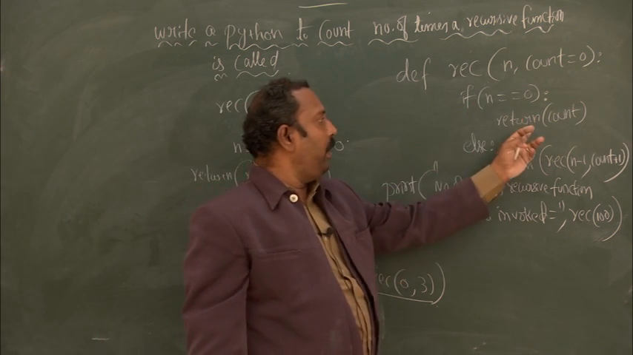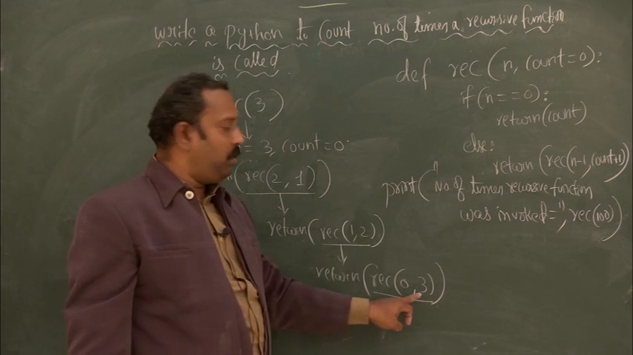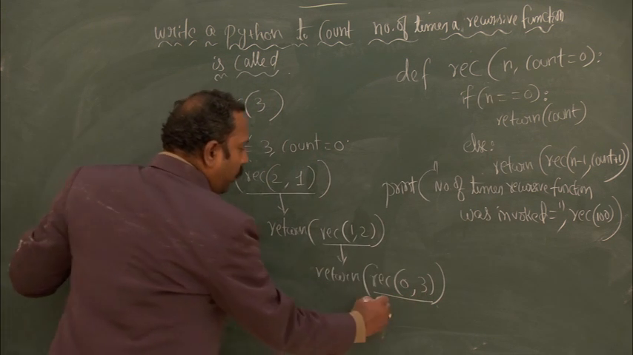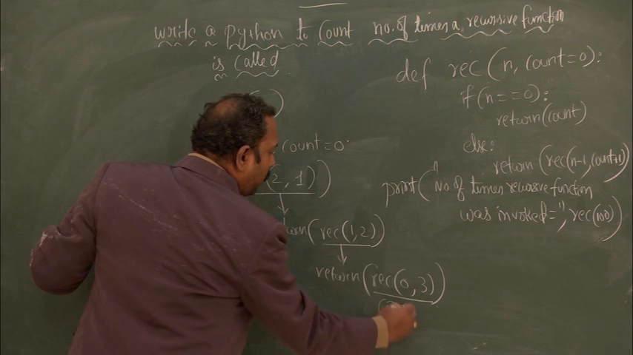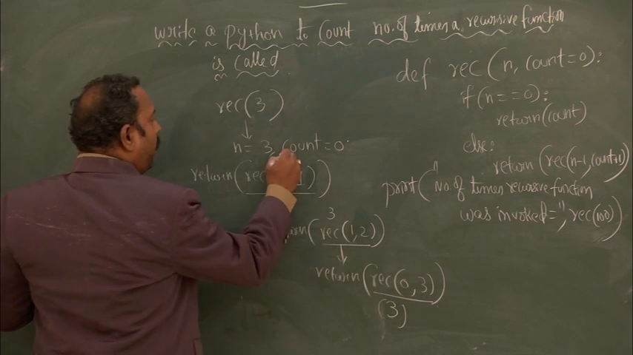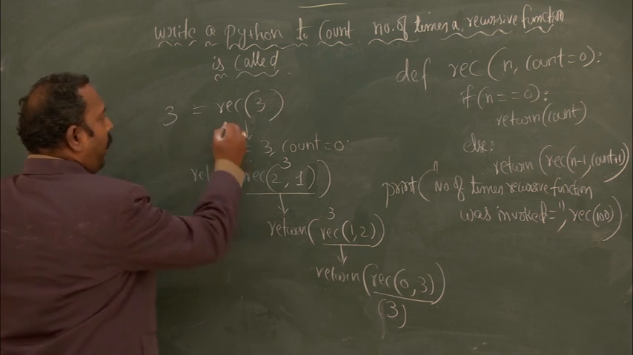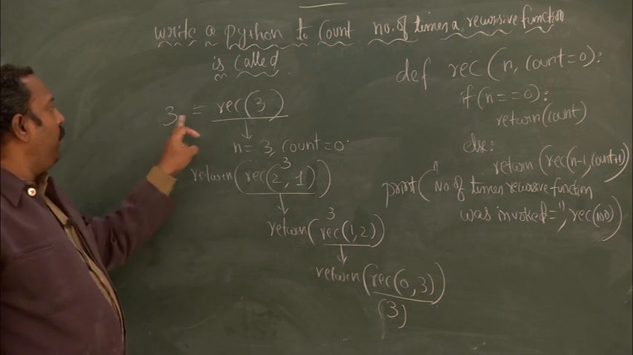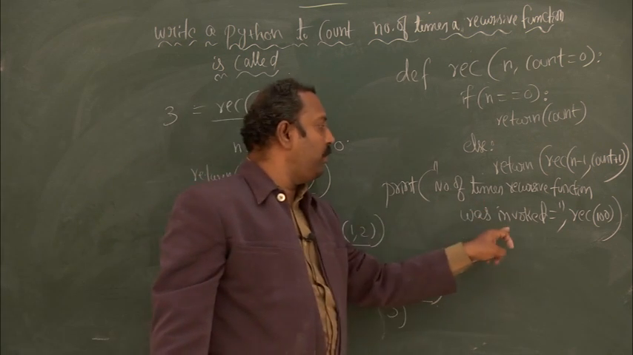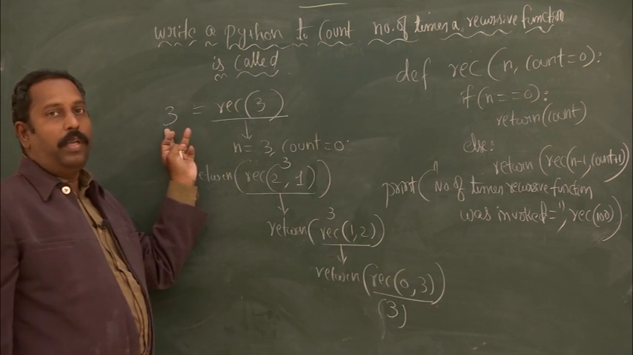So n equal to 0, return count. So n is here 0, that's why it returns value 3. So 3 will be returned here, that will be returned here, that will be returned here. So what is the output with REC of 3? What is the output we got here? 3. So the number of times recursive function is invoked, you got the output is 3.